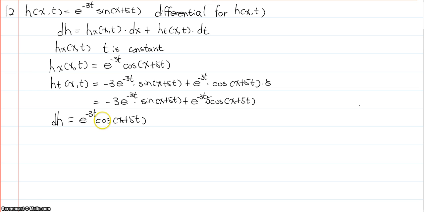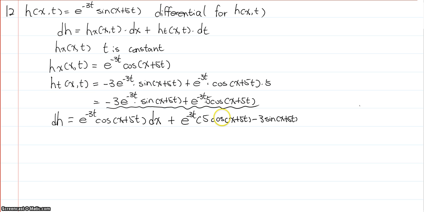Remember this is the partial derivative with respect to x, so this is times dx, plus this whole thing right here times dt. I'll make it a little bit simpler if I take out the e to the negative 3t, so you have e to the negative 3t in front, times 5 cosine of x plus 5t minus 3 sine of x plus 5t. This whole thing times dt. So this really long and really ugly expression is the differential for h of x, t. Thanks for watching.